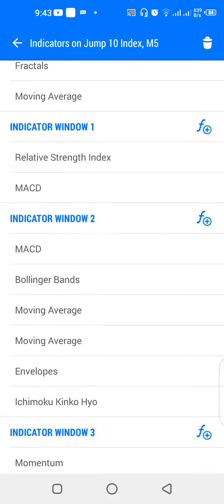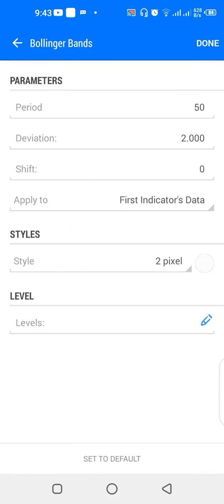Still on indicator window 2, we have Bollinger Bands. The period is 50. Deviation is 2.0. Shift is 0. Apply to first indicator's data. And the color of the style will match the background color of the chart.